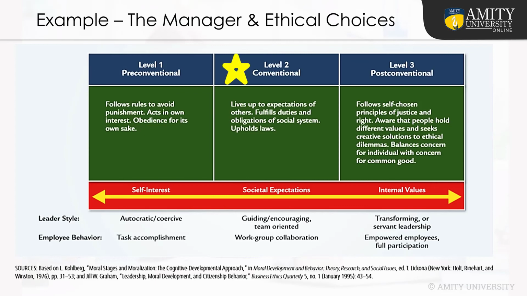At the conventional level, managers learn to conform to the expectations of good behavior as defined by colleagues, friends, family, and society. These managers are interested in interpersonal relationships and cooperation. Then there's the third level, the post-conventional level, also called the principled level. At this level, individuals develop an internal set of standards and values and will disobey rules or laws that violate these principles. Internal values are more important than expectations of significant others. These managers typically use a transformative or a servant leadership style.